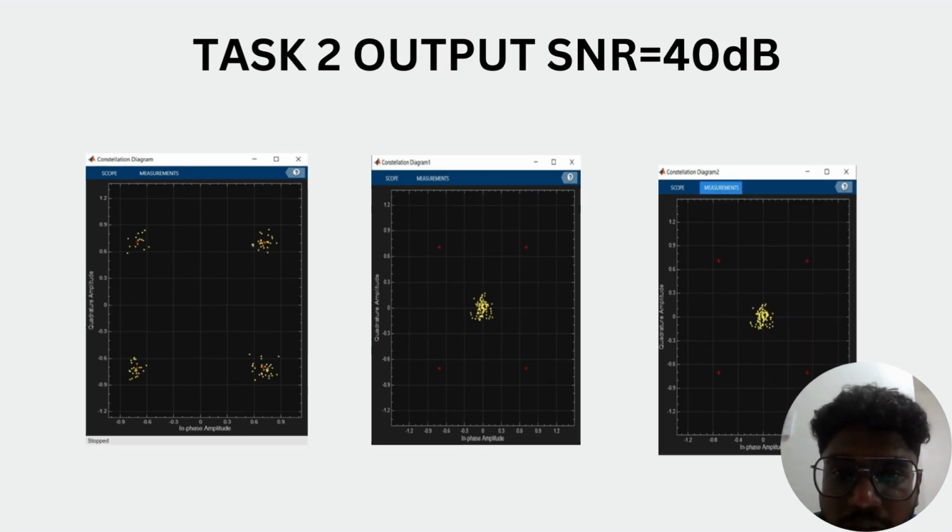And finally, for the task 2 output with signal to noise ratio 40 dB, for all the reference points, there are yellow dots on all the reference points. So it has been grouped in all forms of the graph. And the second diagram shows the same result, and the third diagram also shows the same results as 1 dB and 15 dB as well.